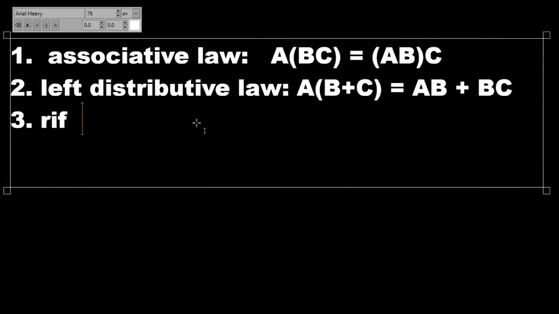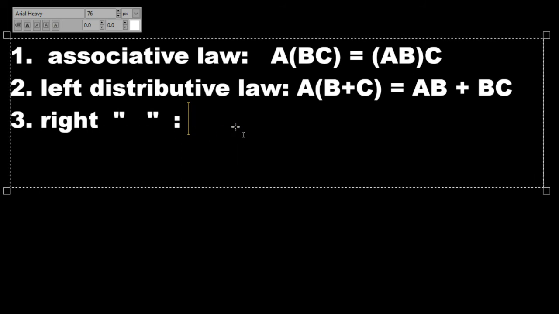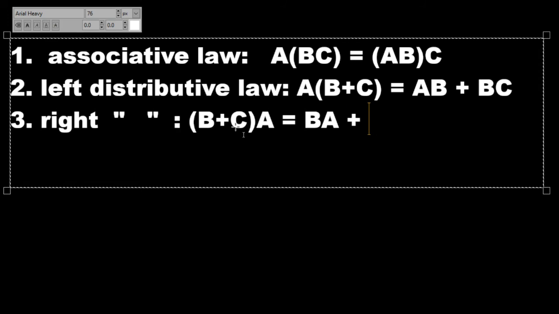And the third and final law is the right distributive law. I'm just going to put those so I don't have to type it again. Distributive law, right distributive law. And that's going to look pretty similar. It's B plus C times A is equal to B times A plus C times A. So those are the laws.